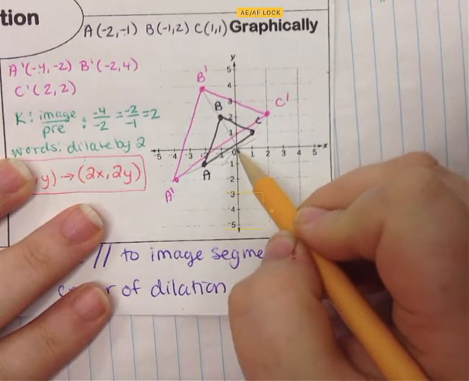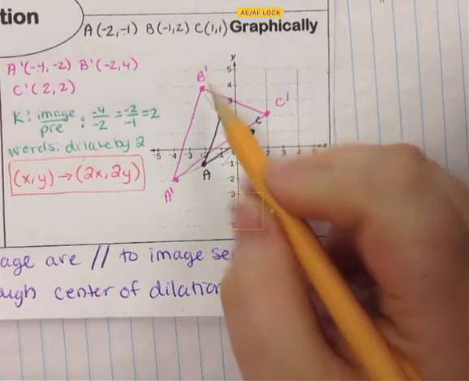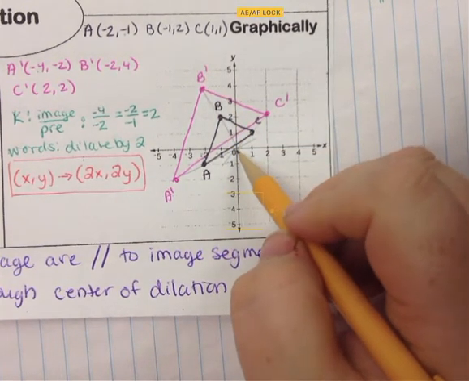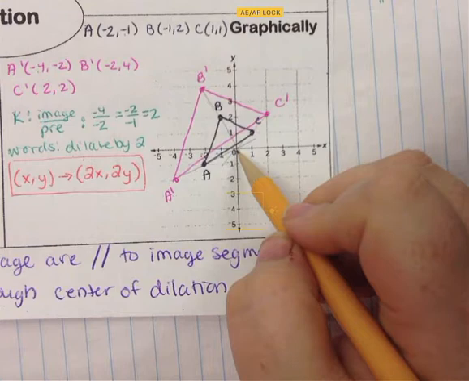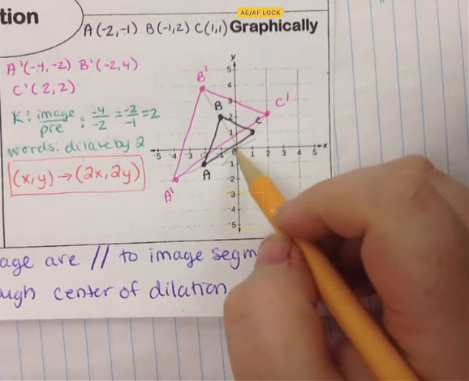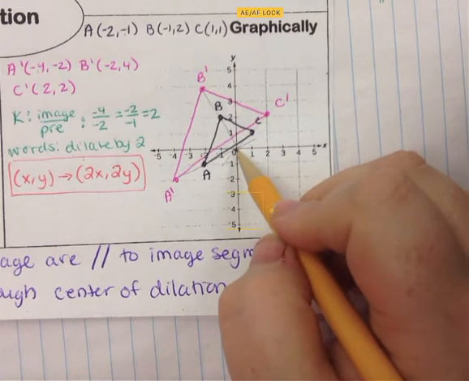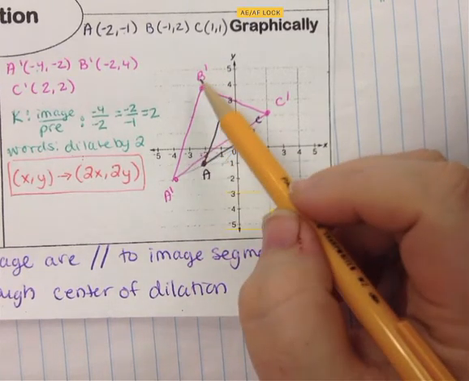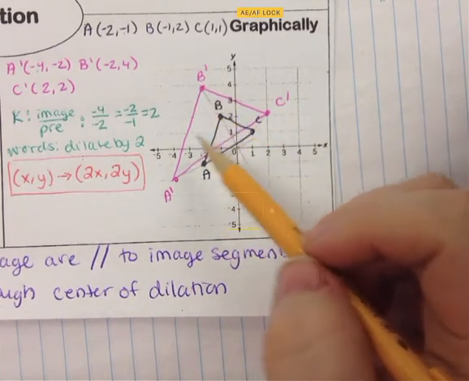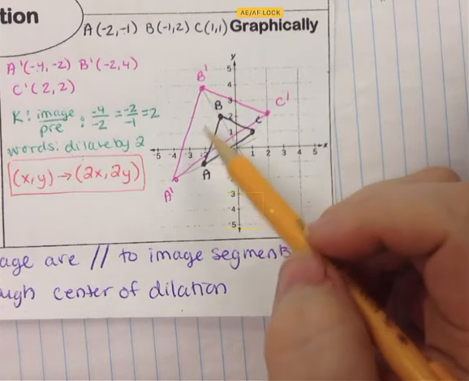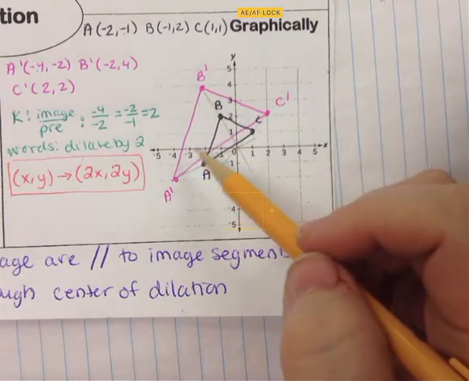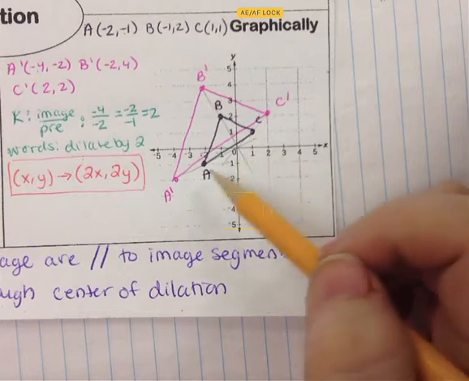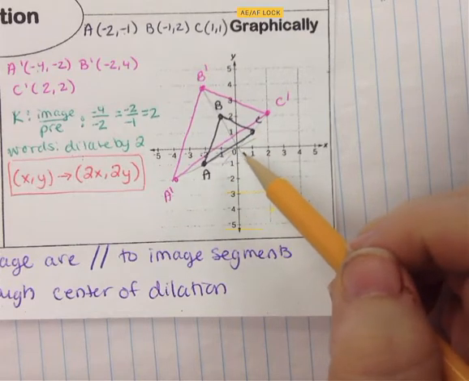This is also called a point of concurrency. All of these lines would cross through this one point. So if it goes through the center of 0, 0, this is the center of dilation. So this is in fact a true dilation because the A prime, B prime, and AB, all the image segments and pre-image segments are parallel, and then all of the connectors are going through the center of dilation.